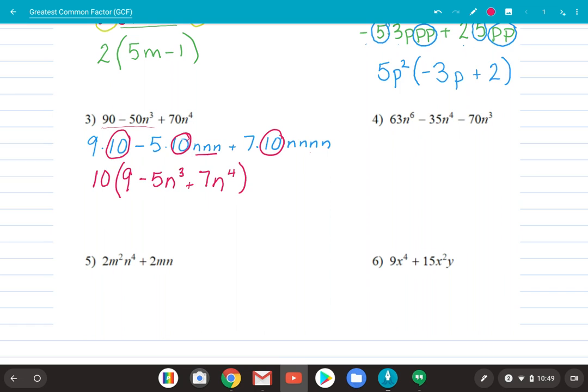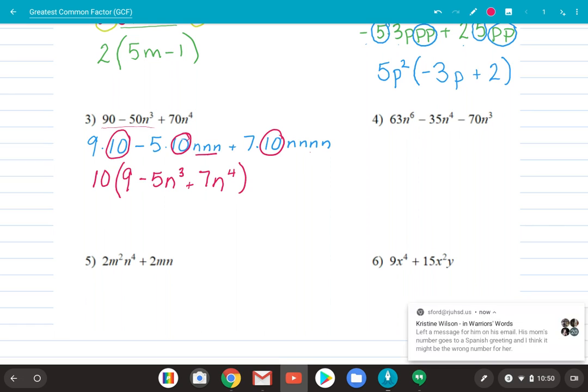All right, so the next one. So I look at the smallest number, which is 35. Well, 35 I know is going to be 7 times 5. And I know all the other ones can also be divided by 7. So that's the number I'm going to divide these by.